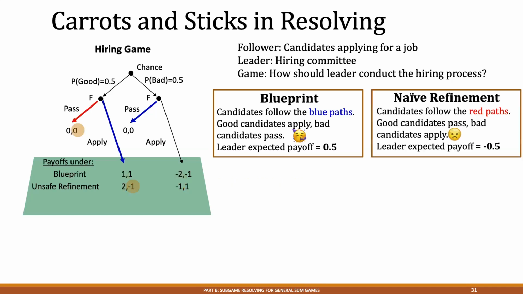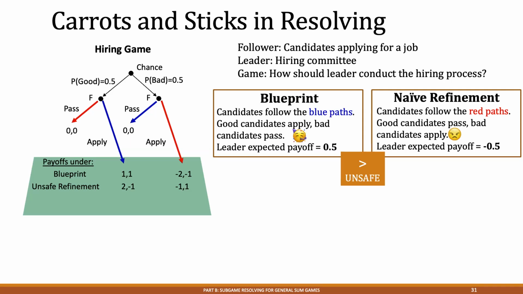But the reality is that it's not good, because now the good candidates are not going to apply, because they get a payoff of -1 rather than zero, and the bad candidates are going to apply. So it turns out that the leader's expected payoff is going to be -0.5, which is less than the blueprint. So this is what we call unsafe search.